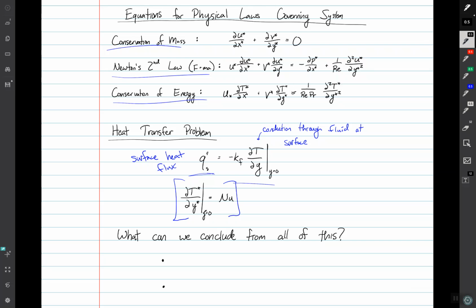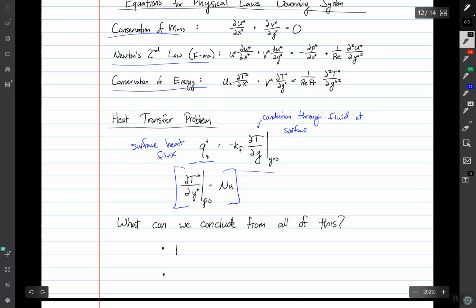So what can we conclude from this? The physics depends only on Reynolds and Prandtl. Right, that's these three equations here at the top.